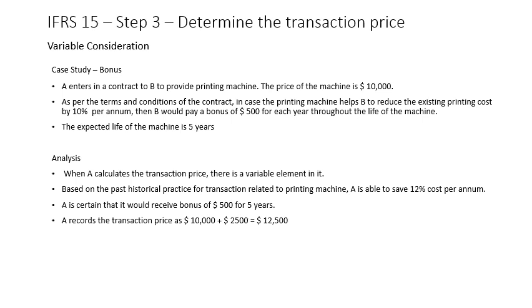When A calculates the transaction price, there is a variable element in it. Based on the past historical practice for the transactions related to printing machines, A is able to save 12% cost per annum in similar kinds of customers and contracts. A is certain that it would receive the bonus of $500 for 5 years. So the transaction price in this case would be $10,000 for the printing machine and $2,500, which is the bonus A expects to get. So the total transaction price would be $12,500.